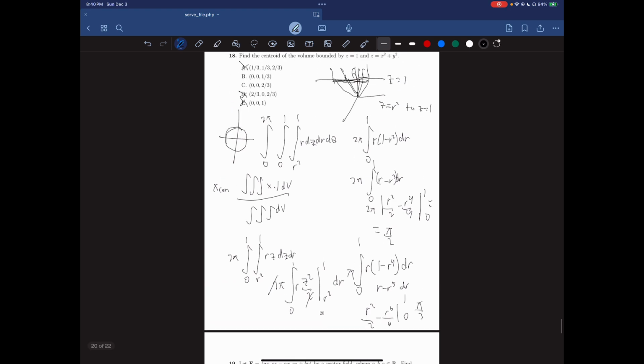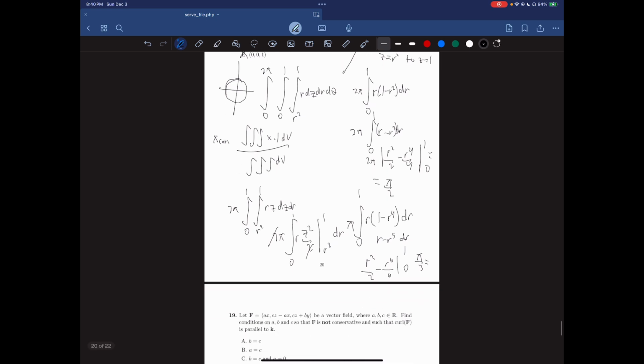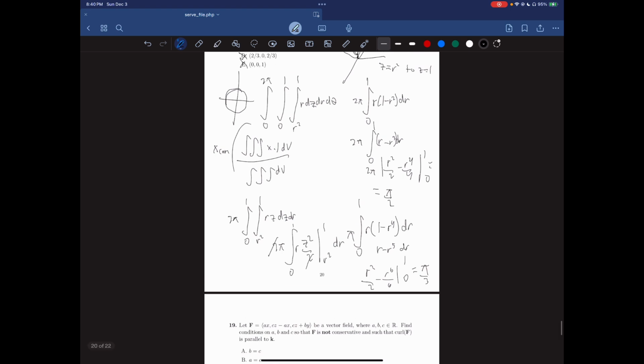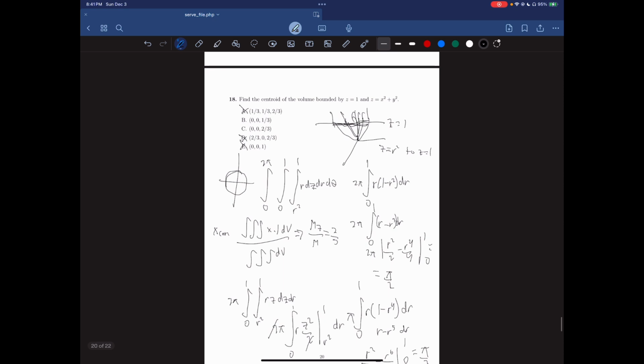And that is the z center of mass, or the mass moment in the z direction, so pi over 3. And kind of analogous to this, we're looking for mass z over total mass. So mass z is pi over 3, and pi over 3 over pi over 2 is just 2/3. So our answer is C here.